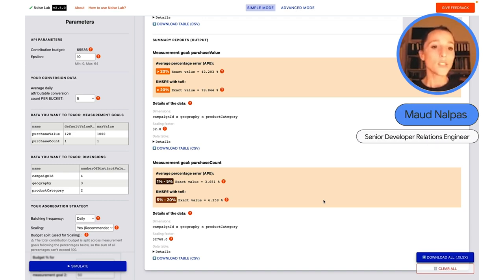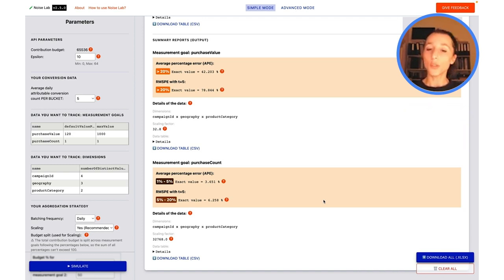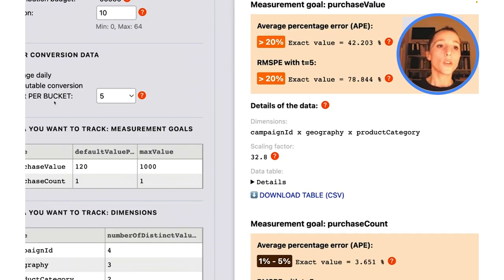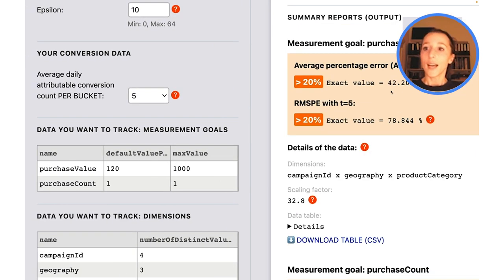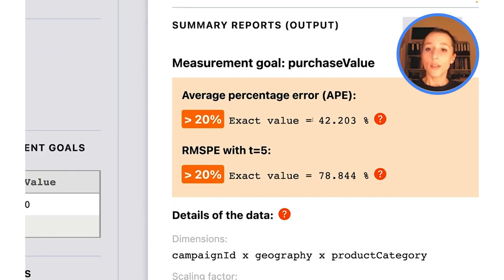Okay, with this, we're ready to move on to our second scenario, which is scenario 1B, third scenario, sorry. So here, you remember, I still have on screen the results for my previous simulation, which was with a smaller daily attributable conversion count per bucket. And I ended up with higher noise values here, pretty high actually. So what if, for my use case, a noise value of 40%, so over 20%, is not acceptable?